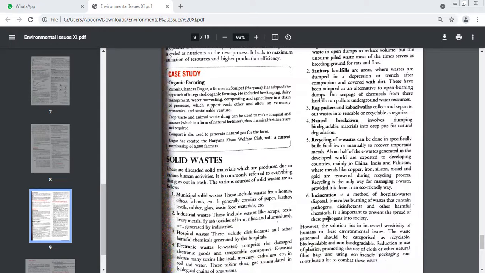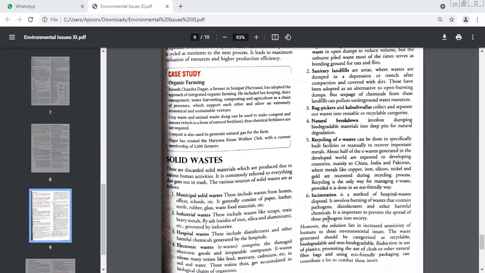And the last one is incineration. I think you have already done the word incinerator in some class. What is an incinerator? In Hindi, what you call a furnace, bhatti. It is a method of hospital waste disposal. It involves the burning of waste which contains pathogens, disinfectants, and other harmful chemicals. It is very important to stop the spread of pathogens in society. However, the solution lies in increased sensitivity of humans to these environmental issues.